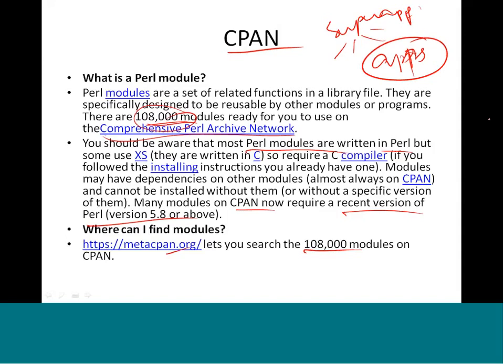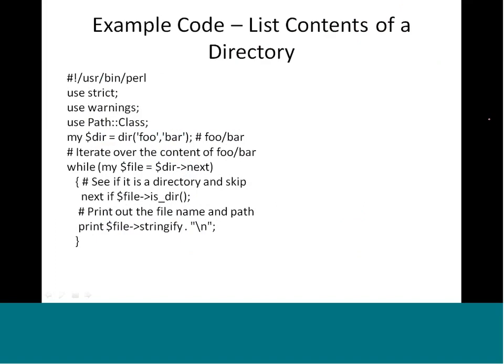Now we will look at one code segment. Here, essentially, we are trying to list the contents of a directory. The first statements in Perl are use strict and use warnings. Here we are now importing a module called Path, which contains the package class.